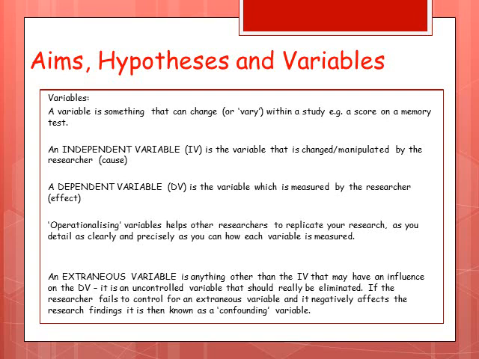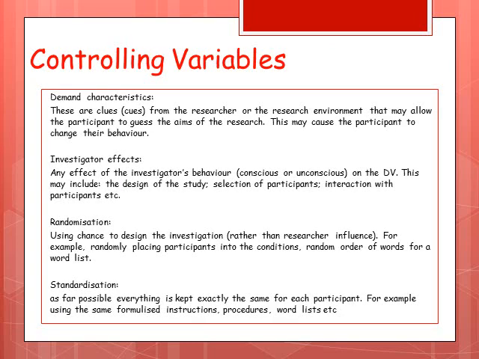If we fail to control an extraneous variable, it could affect the results and then become a confounding variable, so it has confused the results. So if I was measuring the effects of caffeine on memory, but my participants did it in different rooms and the lighting levels were different, I have failed to control any extraneous variables. So how can we control our variables?